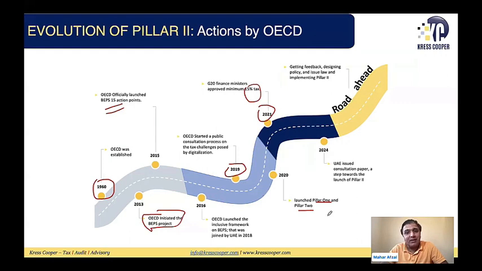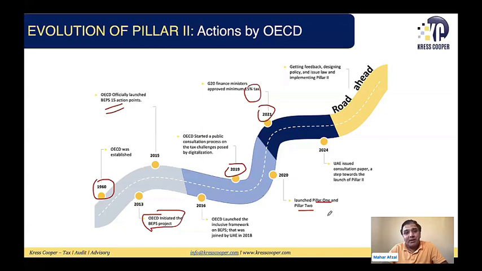And pillar two, they said every multinational company which is earning a revenue of 750 million euros in any 2 years in the previous 4 years, they need to pay minimum 15% tax on their overall profit. This is the summary of pillar two.